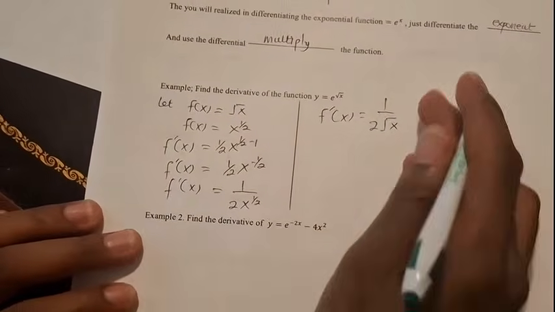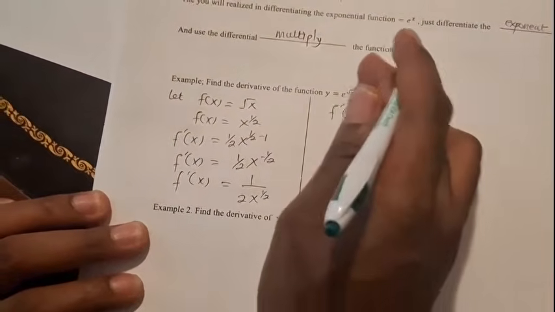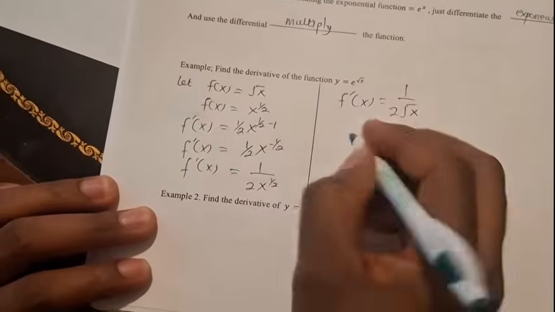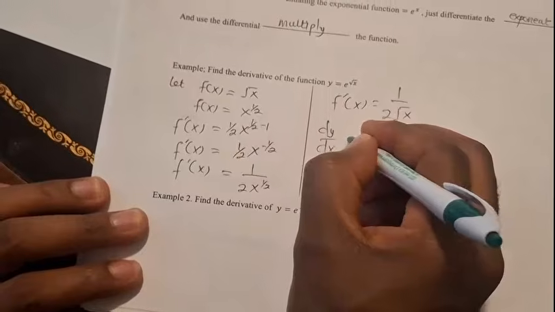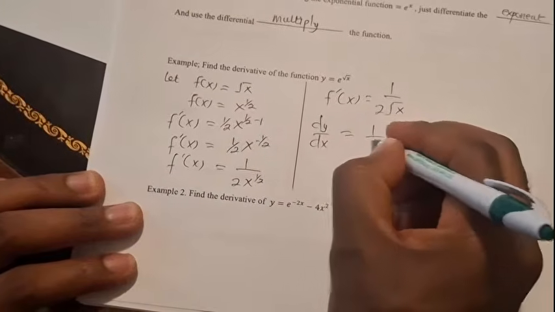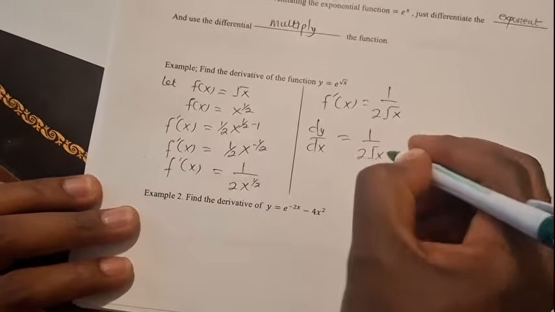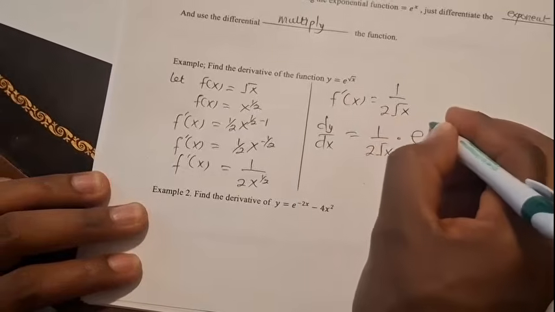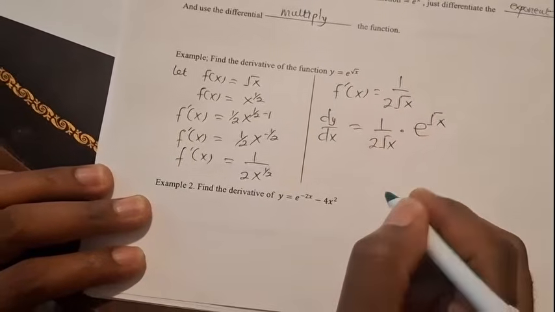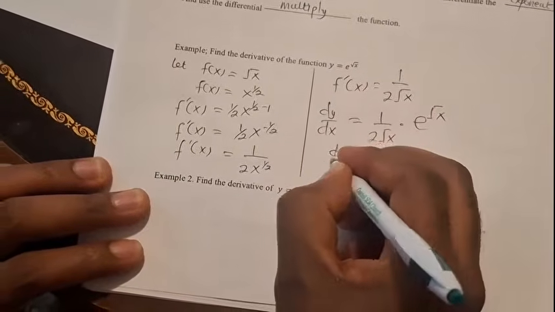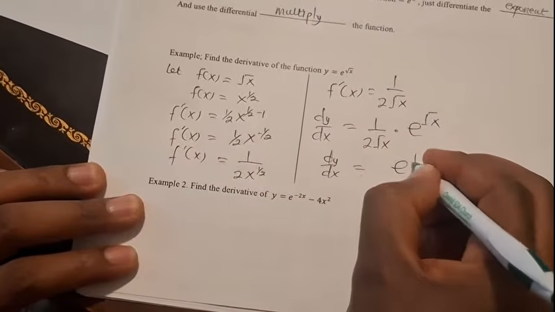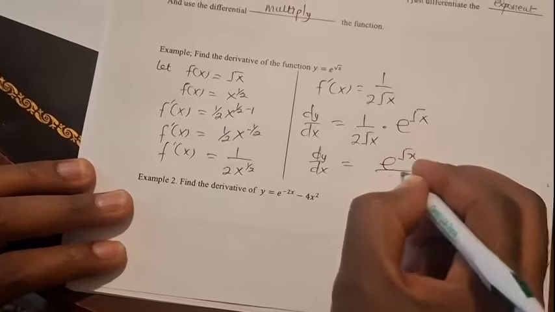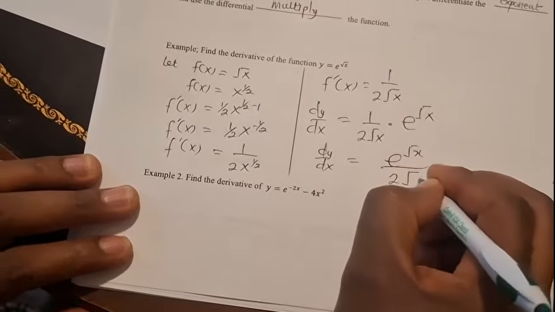So now that we know the differential of the exponent, we just use it to multiply the function and say that our dy over dx then will be equal to the differential of the exponent times the function e exponent root x. So our dy over dx will just be e exponent root x over 2 root x.